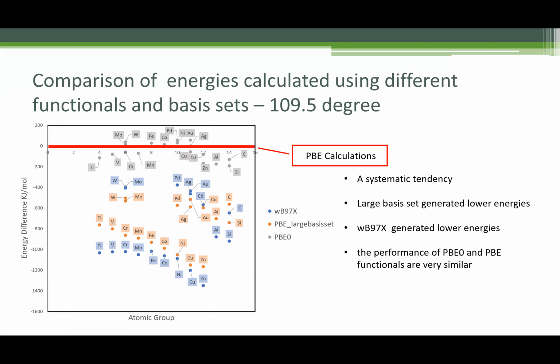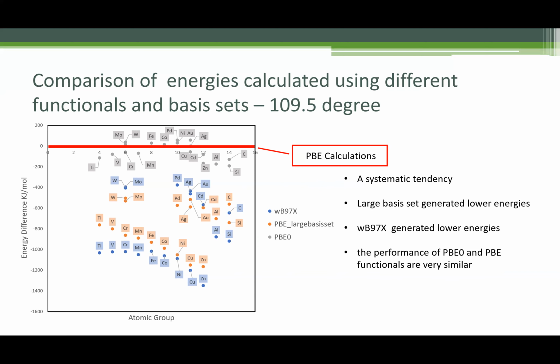In this slide, the comparison of energies calculated using different functionals and basis sizes are shown. This is for the tetrahedron structure with a 109.5 degree bond angle. What I did here is calculate the energy difference between WB97X and PBE with large basis size, and PBE0 with PBE calculations.